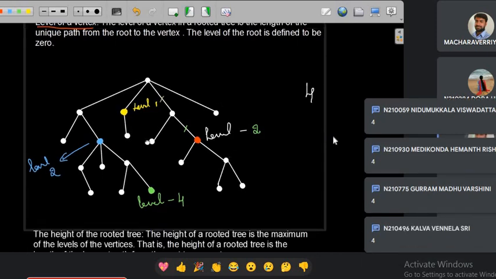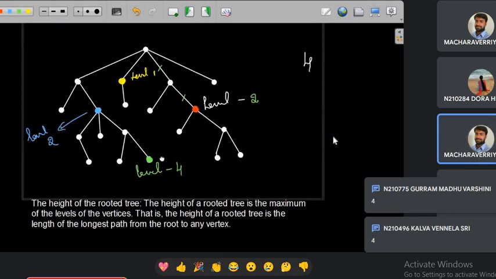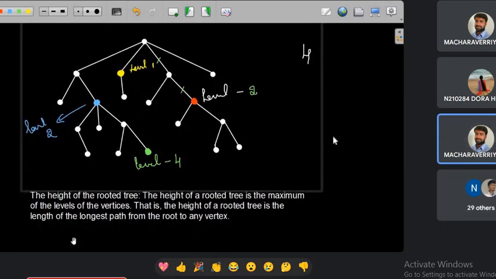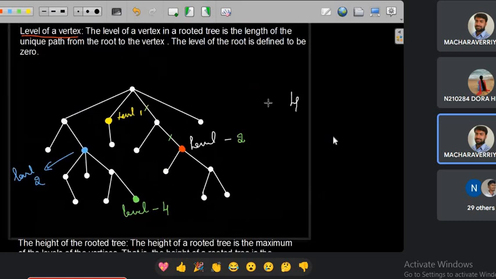Okay, so let me show you the definition of the height of a rooted tree. We can see that the height of a rooted tree is the maximum of the levels of vertices. So you take the maximum of all the levels, so that is going to be the height. Or in other words, the length of the longest path from the root to any vertex. So that is how you can define the height of a tree. Okay, so therefore the height of this tree is equal to 4.